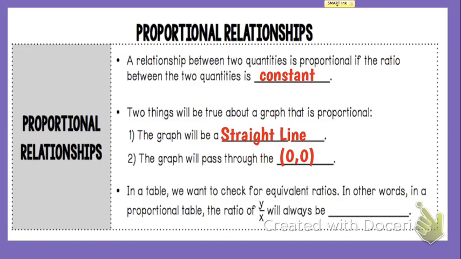In a table, we want to check for equivalent ratios. In other words, in a proportional table, the ratio of y over x will always be constant, which also means the same. And remember, y over x means your rise over your run.